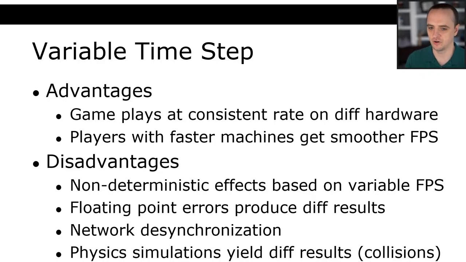Here's the disadvantages, though. You are going to get non-deterministic effects based on variable FPS. So now this may happen. It may not happen. But floating point rounding errors may also occur, right? You could have network desynchronization. If you're playing on two different speed hardwares and they're not locked FPS, it's going to be very difficult to keep the network updates synchronized. And your physics simulations may actually yield different results.